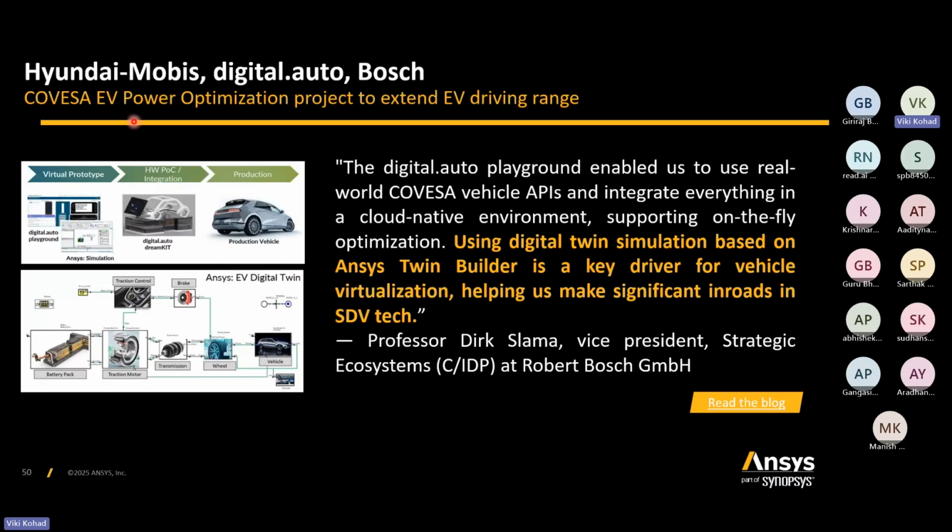This is one Hyundai model. They use the ANSYS Twin Builder for their EV power optimization and to extend their EV range. Here in the ANSYS EV digital twin, you can see the traction motors. I will show you one video also on that, how to calculate that EV range.